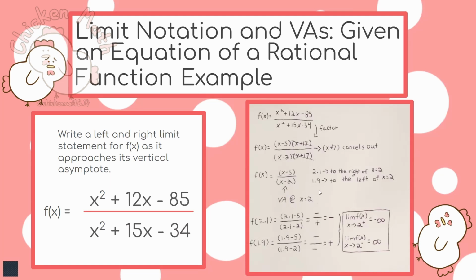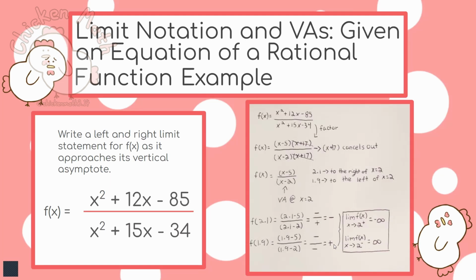And then for values to the left and right of this vertical asymptote, we're going to plug into this canceled out equation. So you have 2.1 to the right and then 1.9 to the left. When you calculate it, you're going to get a negative for 2.1 and then a positive value for 1.9. So since 2.1 is to the right, as x approaches our vertical asymptote from the right, we get a negative outcome. So we're going to go downwards, so negative infinity.